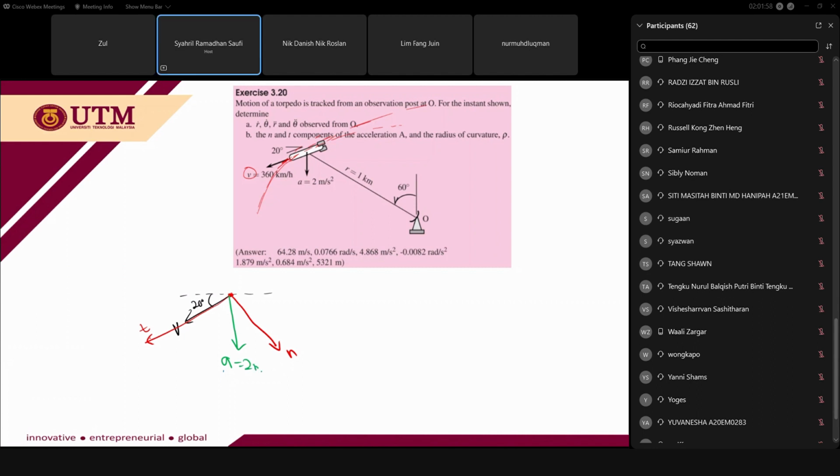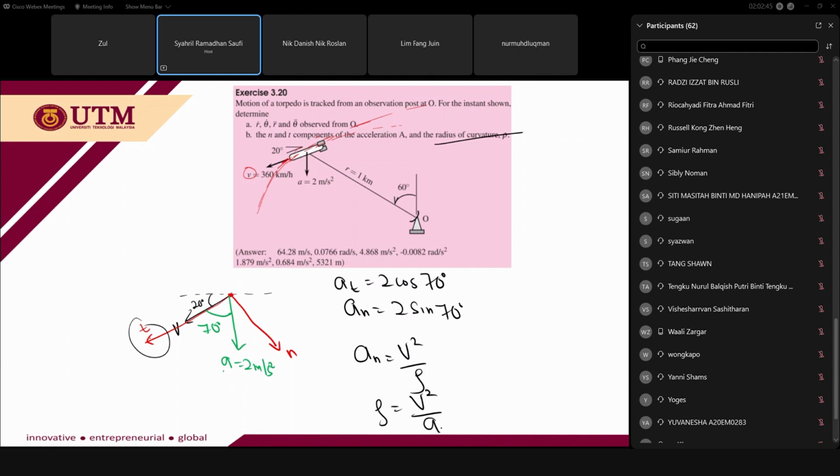A is equal to 2 meter per second squared. So you need to determine this angle. What would be that angle? It is actually 70 degree. So acceleration in tangent is equal to 2 cos 70, positive, because this is the positive direction of tangent, and then in normal it is 2 sine 70. Okay, and then you need to determine the radius of curvature. So AN is equal to V squared over rho. So rho is equal to V squared over AN. So V squared is this value 100 squared over AN. Then you can solve for question B.